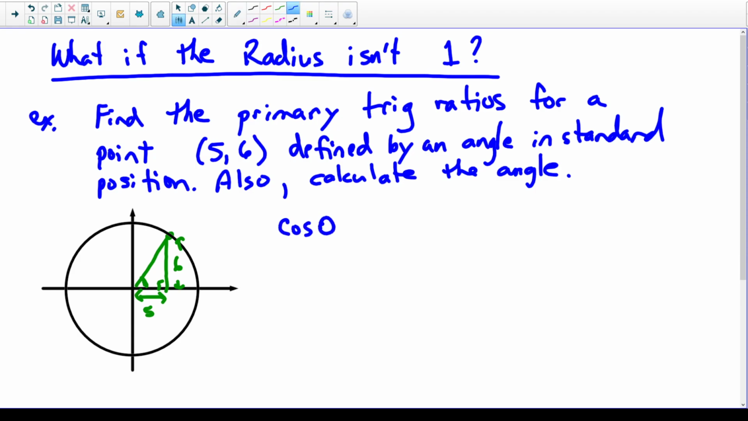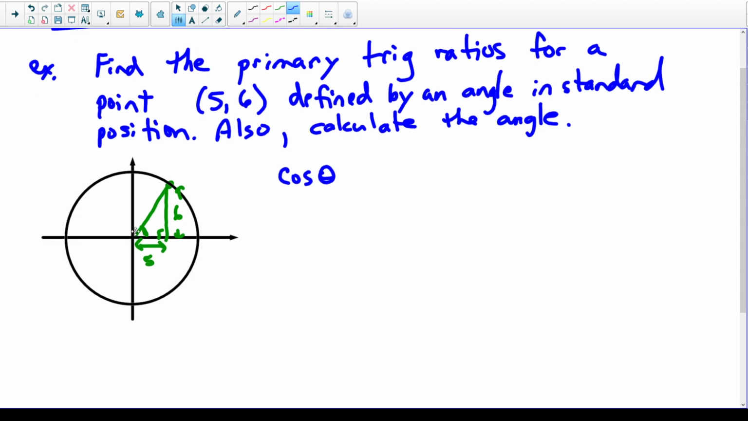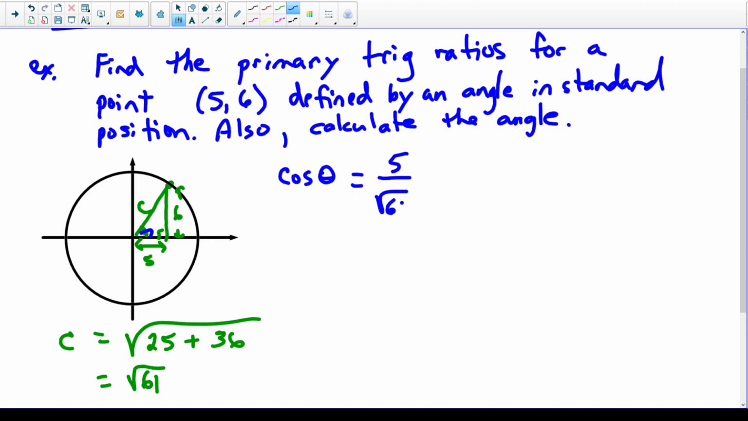But I'm missing one, because the cosine is the adjacent over the hypotenuse, and I do not have my hypotenuse length. Well, if we call the radius c, which is my hypotenuse, I can calculate c. It's just the square root of 25 plus 36, a squared plus b squared, which is the square root of 61. So I now have my hypotenuse, which means I can list my three primary trig ratios. So cosine theta is equal to the adjacent side, which is 5, over the hypotenuse, which is root 61. I want you to clearly see that this is the radius of the triangle, which is no longer 1. But so what? Everything still works. It's just the adjacent over the hypotenuse.